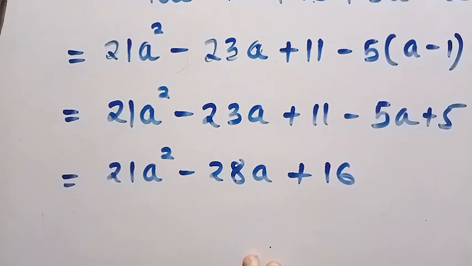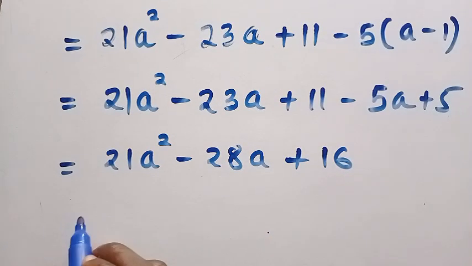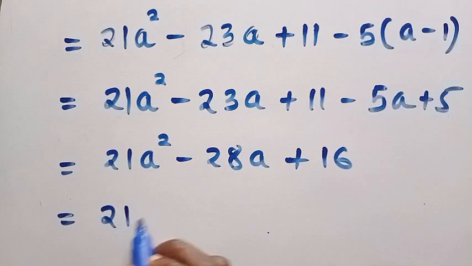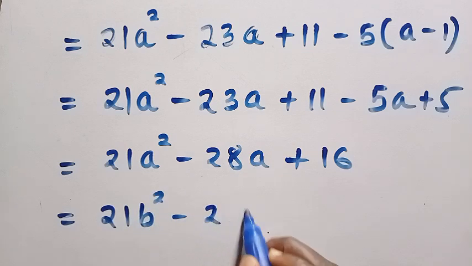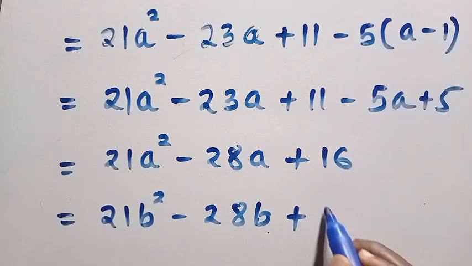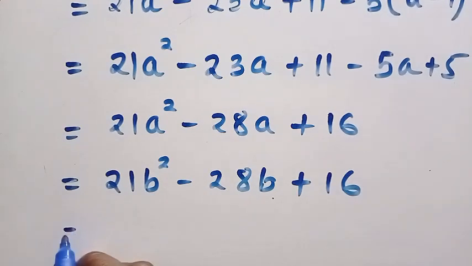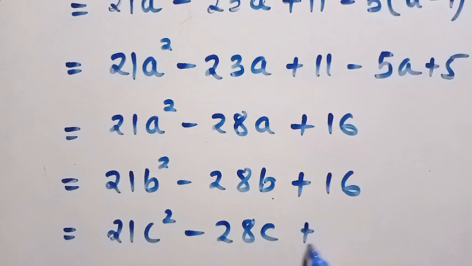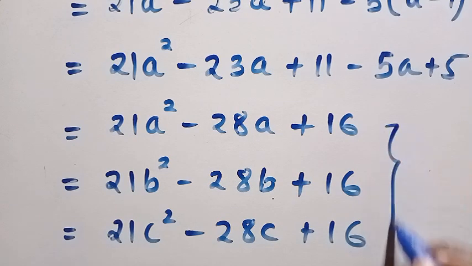And similarly, it is applicable for b and c as well. So which means when we consider for b, we are going to have 21b squared minus 28b plus 16. And also c, we have 21c squared minus 28c plus 16. All these are a raised to power of 16, b raised to power 16, and c raised to power of 16. And now we sum everything together and apply Vieta's formula, which I firstly explained in the beginning. So let's see how we can get that.